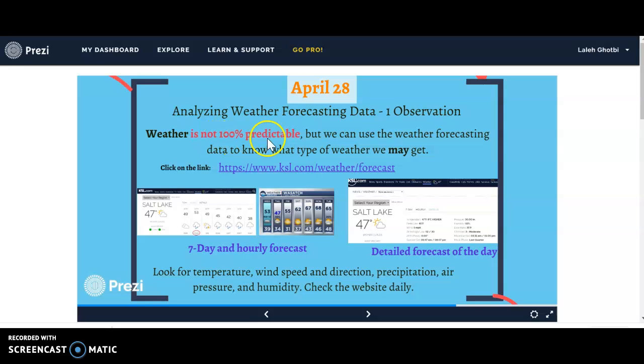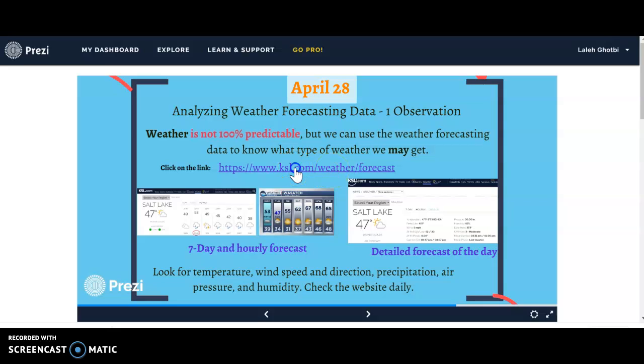Weather is not 100% predictable, but we can use the weather forecasting data to know what type of weather we may get. This is important for us to remember. Even though we use our data to predict the weather, it's not 100% predictable. So we may hear in the forecasting that tomorrow is going to be sunny, but when you wake up, it may be raining.